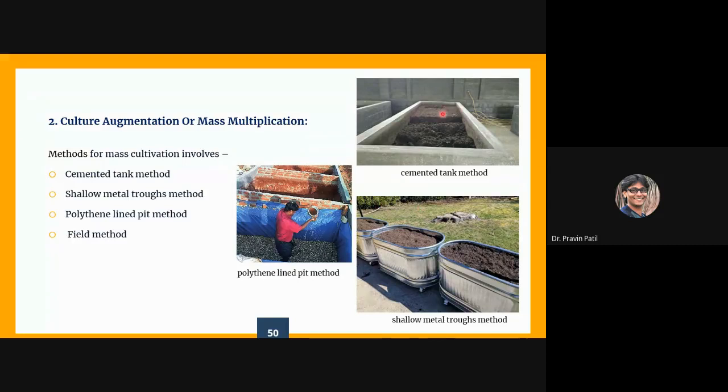The first one is the cemented tank method. Another one is the shallow metal trough method. Then the third one is the polythene-lined pit method. These are actually different methods to mass cultivate it. Since these carriers are being employed in the process, these are again mass cultivated at this level. And there is another, the field method. Field method is again like a controlled region where the same thing can be carried out. However, most people would prefer this kind of thing to maintain the uniformity and consistency of the material, so there won't be any contamination from the surroundings.